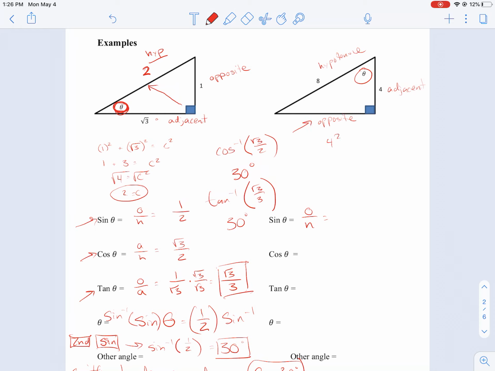Okay, we need to find out what this opposite side's length is. So we're going to go 4 squared plus b squared is equal to 8 squared. It's going to be 16 plus b squared is equal to 64. Subtract 16. You get b squared is equal to 48. Take the square root, and b is equal to the square root of 48. Now, we could simplify that radical, but it's not asking us to here, and I'm not too worried about it at this point in the game. So this one's going to be square root of 48.